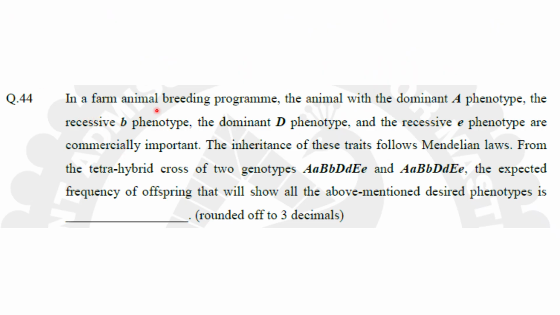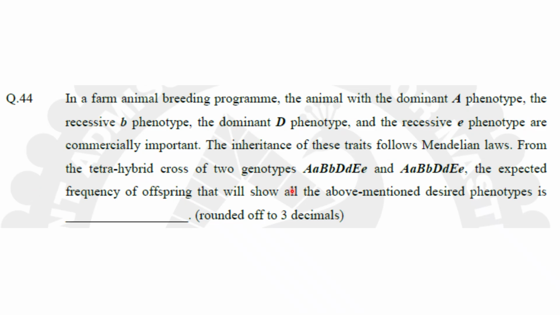Then in a farm animal breeding program, the animal with the dominant A phenotype, the recessive B phenotype, dominant D phenotype, recessive E phenotype are commercially important. So when you are breeding the animal, you will select those with capital A, small b, capital D, small e. Okay, because they are commercially important. Then inheritance of these traits, they follow Mendelian laws. So independent assortment of genes is there.